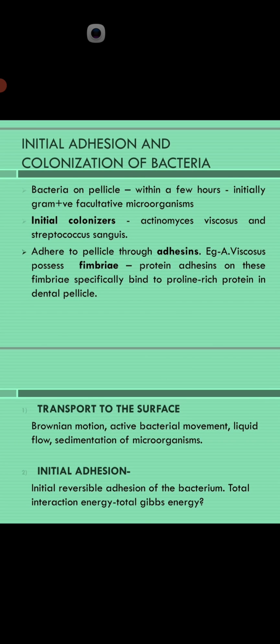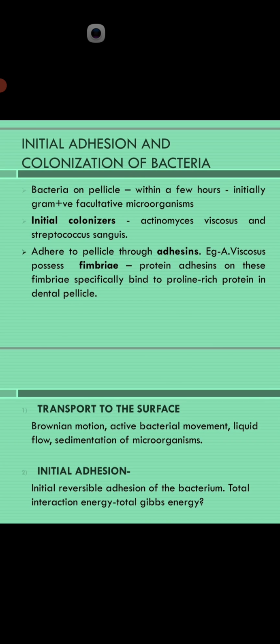For example, A. viscosus possesses fimbriae. Protein adhesins on these fimbriae specifically bind to proline rich protein in the dental pellicle. The fimbriae of the bacteria attach to the proline rich protein in dental pellicle.